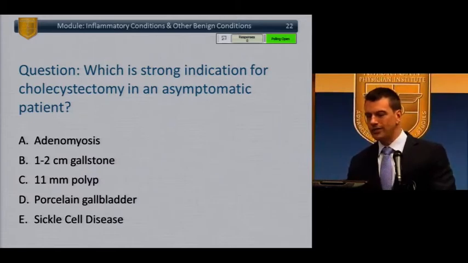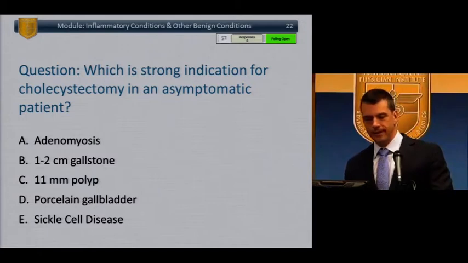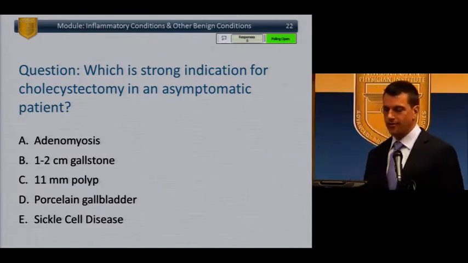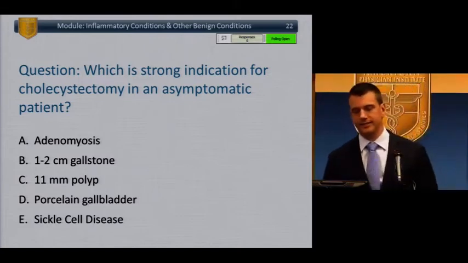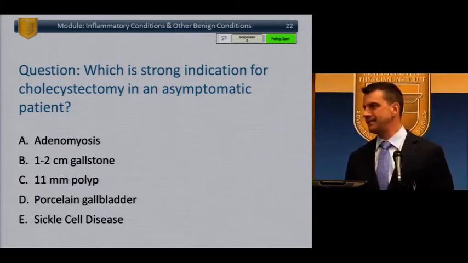Another question, which is the strongest indication here for cholecystectomy in an asymptomatic patient? A, adenomyosis. B, 1 to 2 centimeter gallstone. C, 11 millimeter polyp. D, porcelain gallbladder. Or E, sickle cell disease. And again, we're looking for the strongest indication here in an asymptomatic patient.